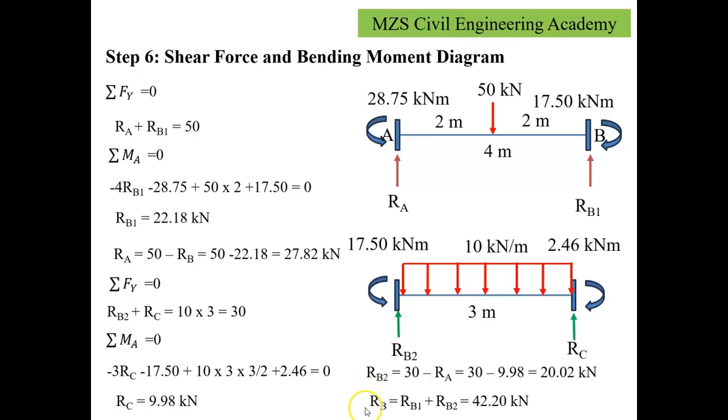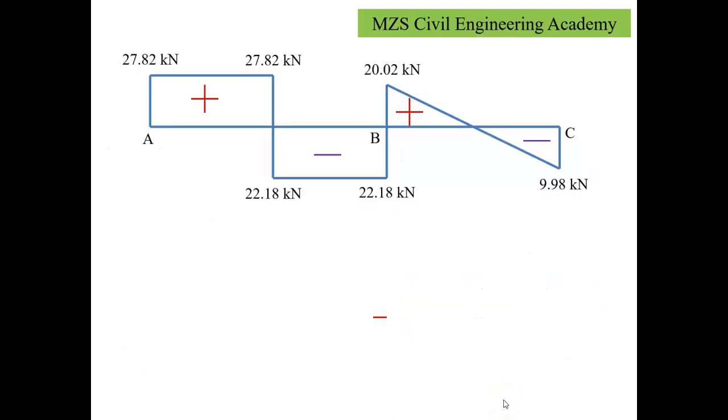Now if I add the values of RB1 from span 1 and RB2 from span 2, I will get the total reactive force at the joint B, which is common between both spans, and it comes to 42.20. Once I know the reactive forces, I am able to prepare the shear force diagram, which appears like this. At end A it is 27.82, and at end B it will have a variation from positive to negative due to the application of the load and the contribution of both the spans.